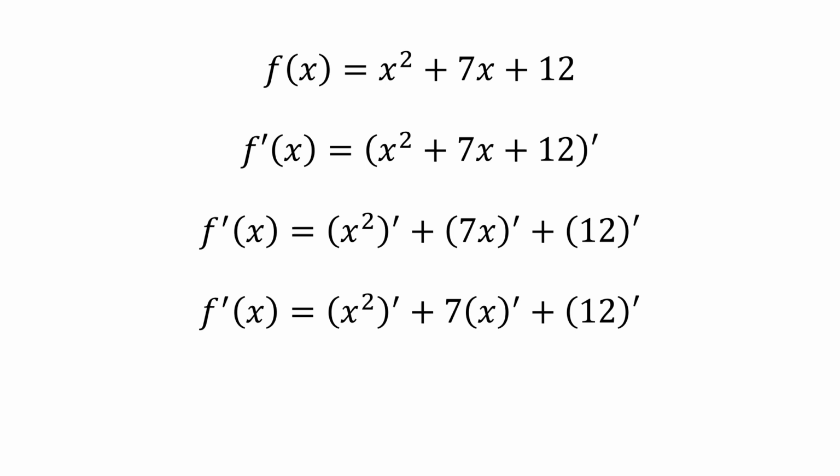To differentiate the first function, we simply use the power rule to obtain 2x. For the second function, we differentiate it using the power rule, noting that the x has an implied exponent of 1. Carrying out the power rule, we obtain 1, and multiplying that by 7 gives 7, and the derivative of the constant is 0, so the derivative of 12 is 0. Putting all this together, we obtain our final answer of f prime of x equals 2x plus 7.